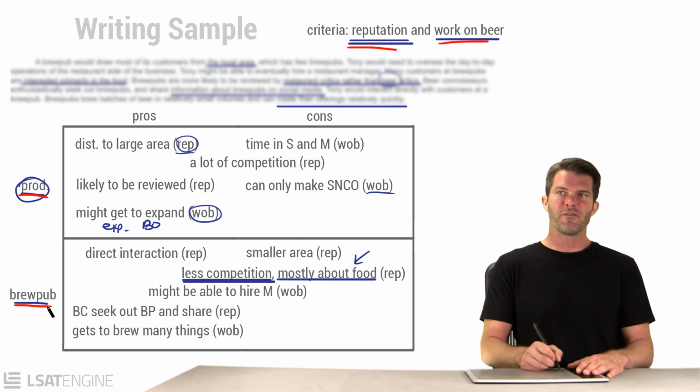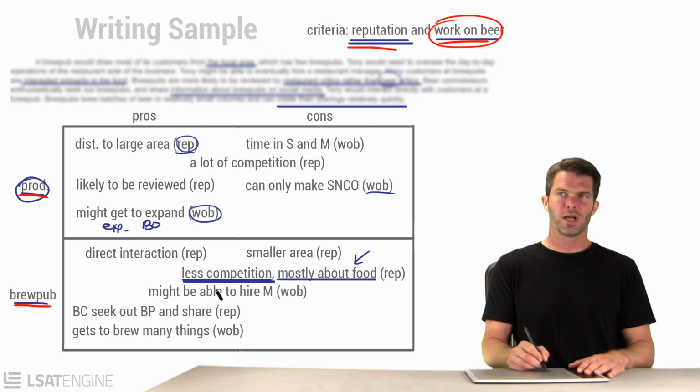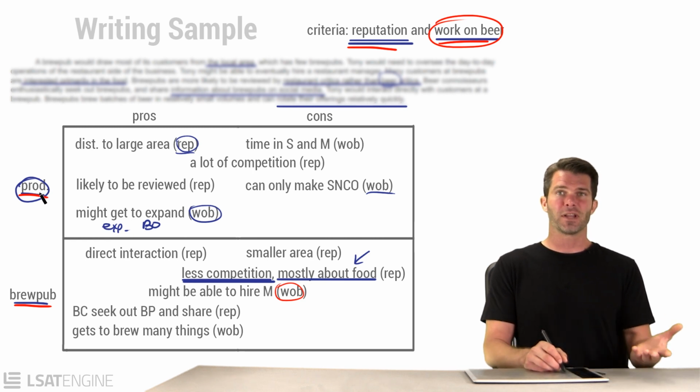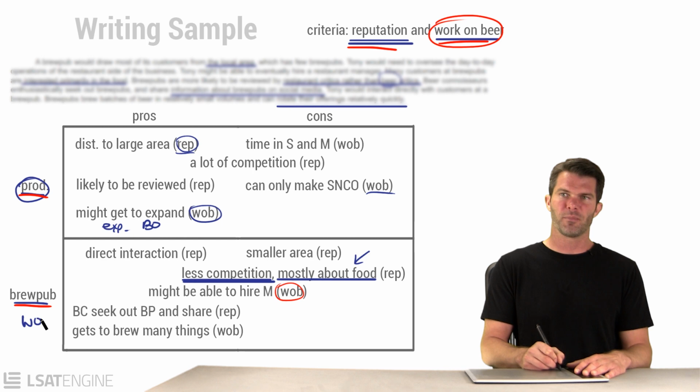So for example, I feel like the brew pub is a clear winner for working on beer. In terms of getting to make a bunch of different styles, it's true that he has to run the restaurant thing. That's a downside for working on beer, but he might be able to hire a manager. And in terms of the different kinds of beer he gets to make, it sounds like he's going to get to make a bunch of things right away. Whereas with the production facility, it sounded like he was only going to be making 3 things or maybe 4 things for quite a while before he got the opportunity to experiment. So I feel like the brew pub wins in terms of working on beer.